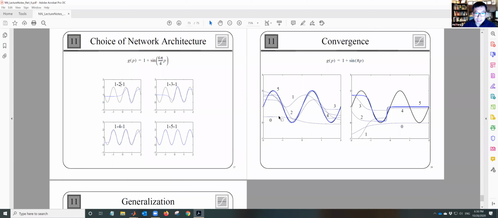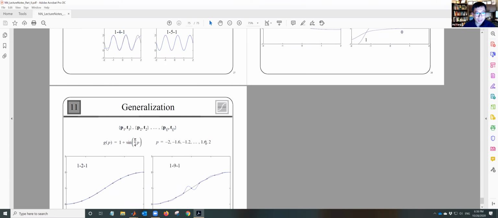And for the convergence, you can start from different initial values. With the first iteration, second iteration, third iteration, fourth iteration, and then the fifth iteration, you will be able to get it done. But with different initial values, you might not be able to converge. So sometimes you need some good initial values.